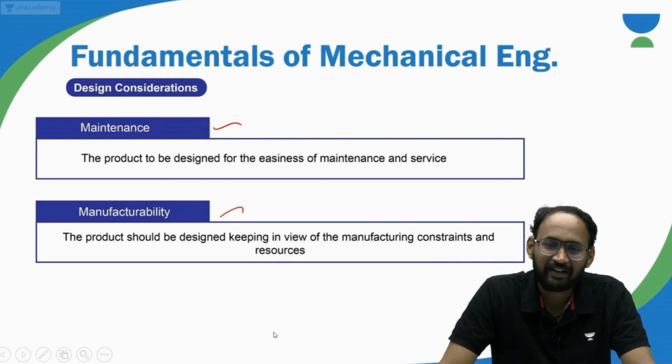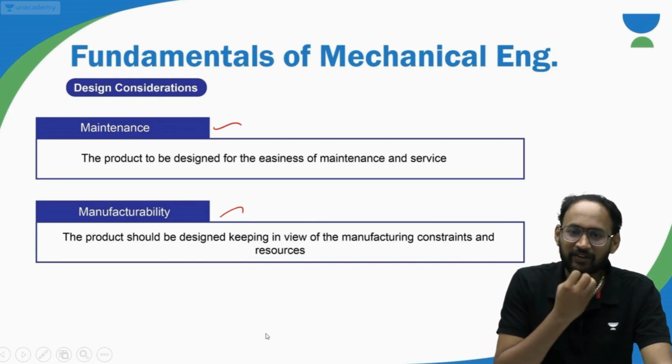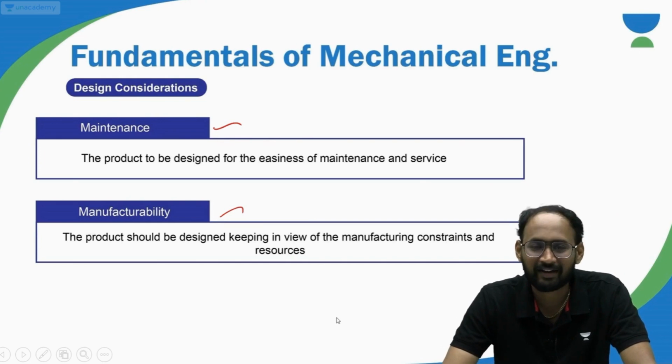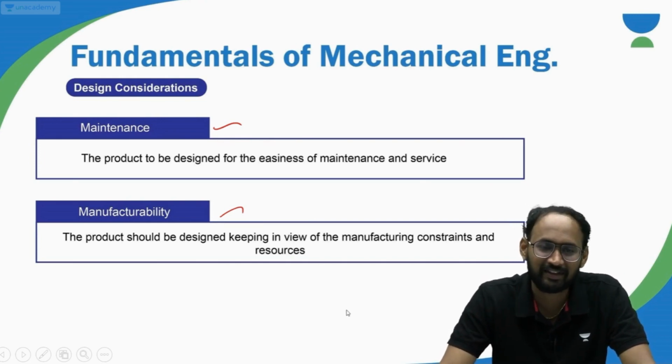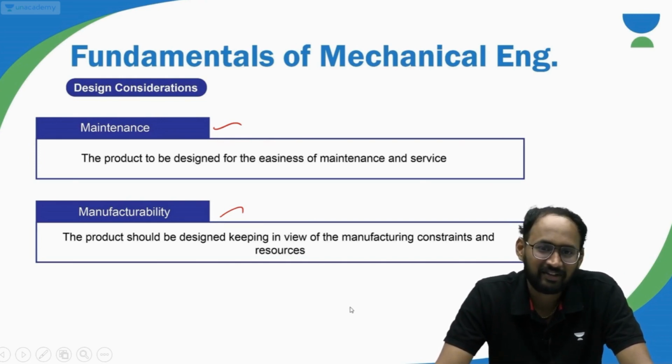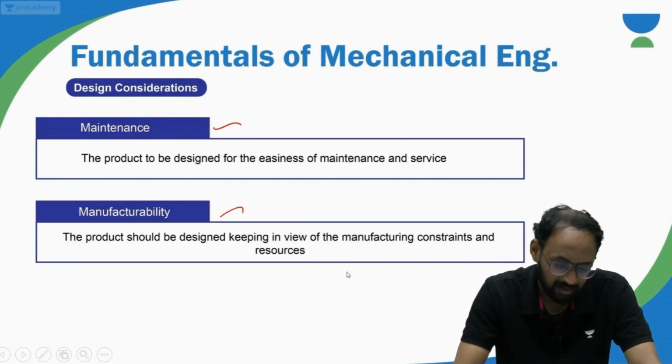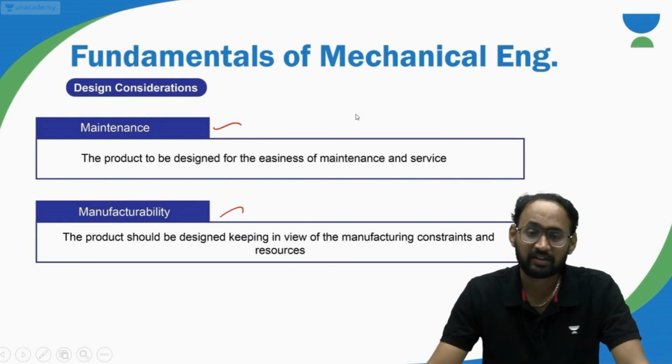And based on the various constraints, say for example, you are designing a product which requires 100 people to manufacture your product, and you don't have that capacity. It doesn't make sense. So it's very important as a design engineer that you keep this in mind, that you need to design the product for the easiness of manufacturing, keeping the manufacturing constraints and resources.